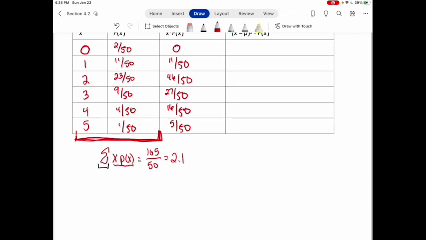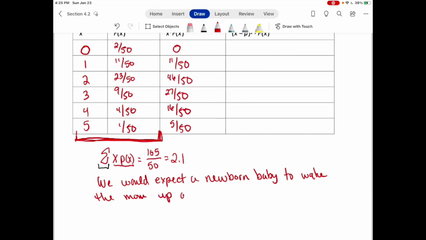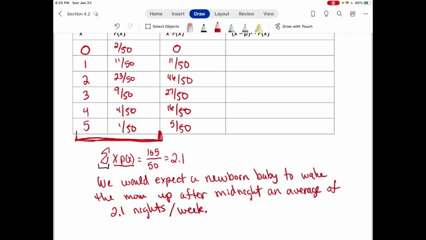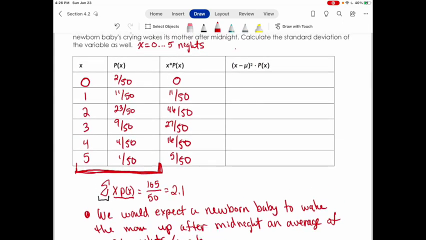So to interpret that, I would say that we would expect a newborn baby to wake the mom up after midnight an average of 2.1 nights per week. So that's how I would interpret that.